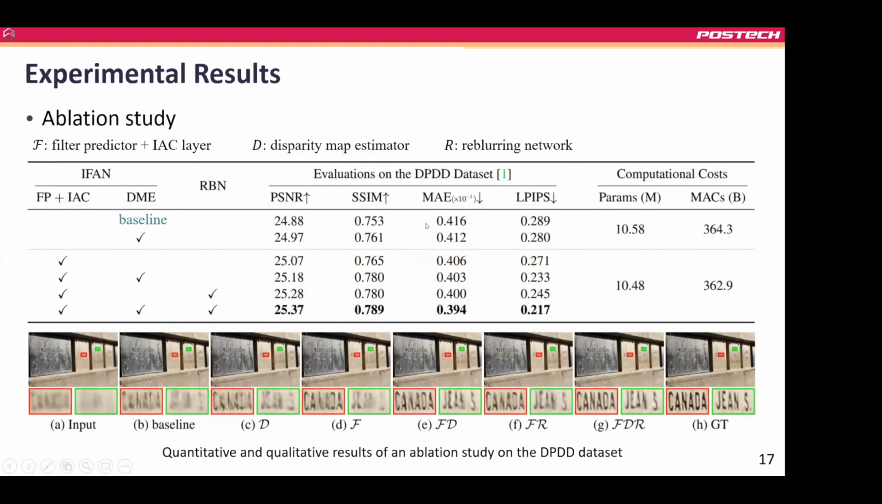And this is the result. First, we show some ablation study results. When we have this disparity map estimator, we have some improvement in the accuracy. Then this part is about the iterative filter prediction. And then this part is a reblurring network. You can see that by adding these components one by one, we obtain increased performance of our deblurring network.